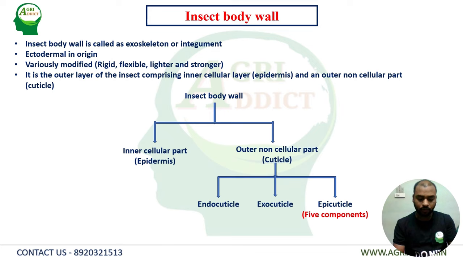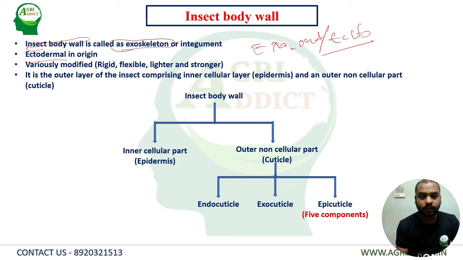I have told you the insect body wall is called the integument, also called the exoskeleton. Exo means out, that means ecto. That means this insect integument is derived from the ectoderm, that is, ectodermal in origin. This is also variously modified, that is rigid, flexible, lighter and stronger.